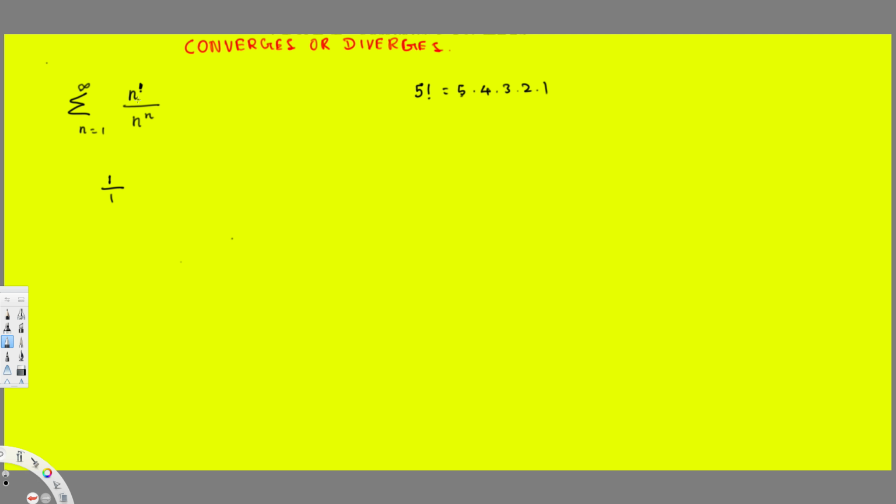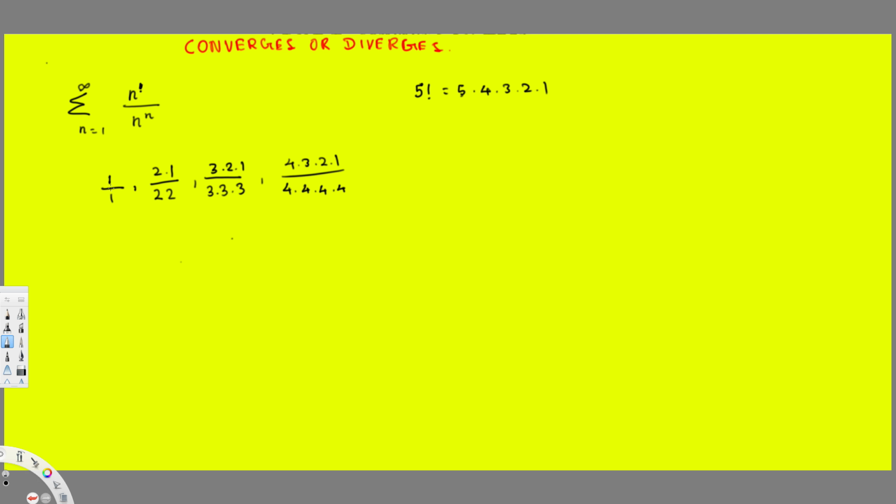Let's pick a value for n like 2. It's going to be 2 times 2 in the bottom, because 2 squared, and in the top we are going to have 2 times 1, because it goes until 1. If I pick 3, it's going to be 3 times 3 times 3 in the bottom, because 3 cubed, and in the top 3 factorial, that's 3, 2, 1. If I pick 4, it's going to be 4 times 4 times 4 times 4 in the bottom, and in the top 4, 3, 2, 1.